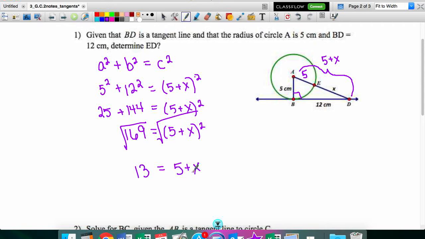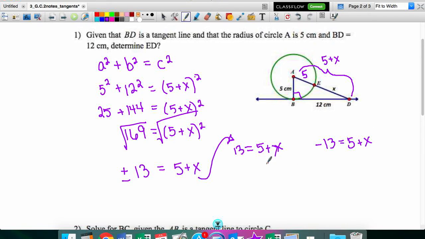Now, something interesting to note, when you take a square root of an equation, you actually have two roots, a positive and a negative. So we actually have to consider both of those values. So we're going to add plus or minus to the 13. So this actually gives us two different equations at this point. We have positive 13 equals 5 plus x, and we have negative 13 equals 5 plus x. And we're going to solve each equation.